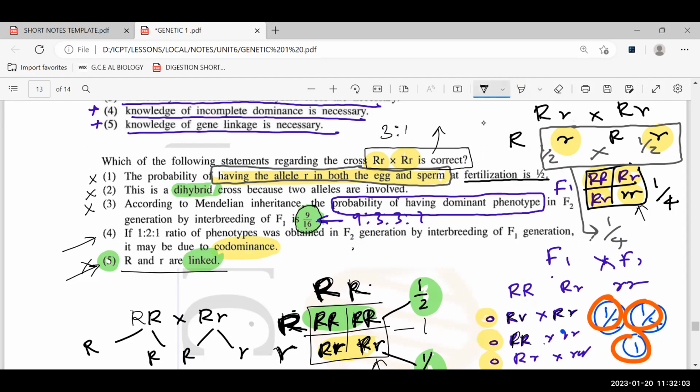Because look at this Punnett square. Capital R, capital R, capital R: 3 dominant, only 1 recessive. This is the phenotypic ratio we should get according to this question. 3 to 1.